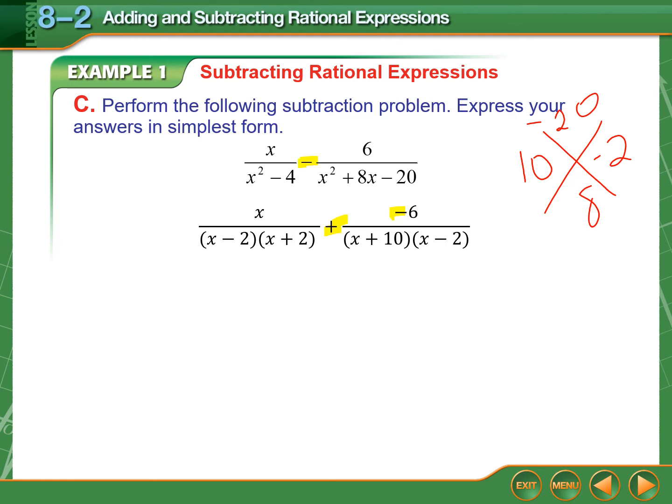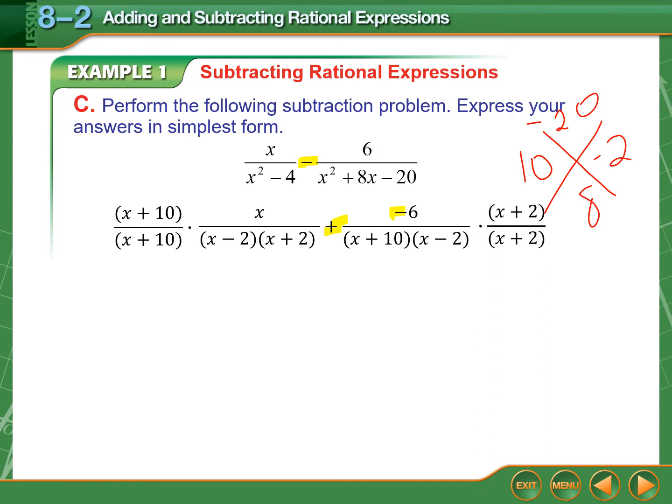On my left, I have x minus 2 and x plus 2. But over there on my right, I have an x minus 2 already, but my right has an x plus 10. So that obviously is what needs to be added to my left term. All right, so that's taken care of. Now to my right term, what third binomial is missing in my right fraction? Yeah, that x plus 2.